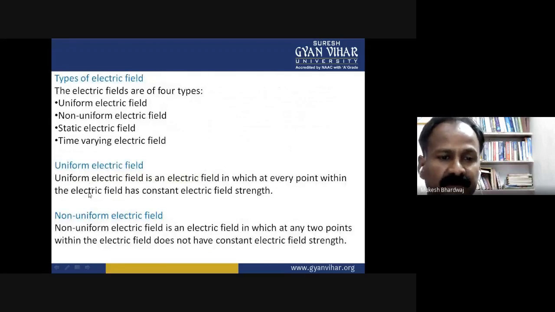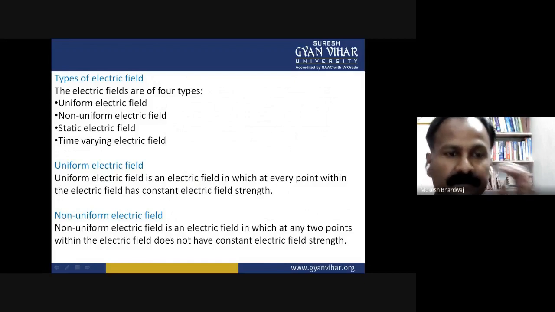Types of electric field. So there are basically four types of electric field: uniform electric field, non-uniform electric field, static electric field, and time varying electric field.